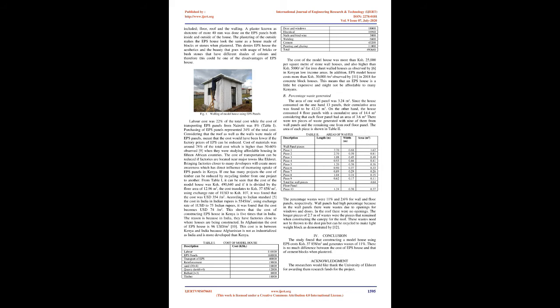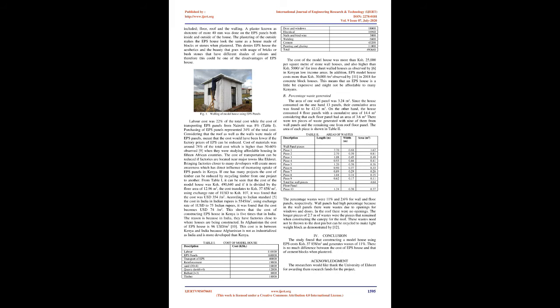Labor cost was 22% of the total cost, while the cost of transporting EPS panels from Nairobi was 8%, Table I. Purchasing of EPS panels represented 34% of the total cost. Considering that the roof as well as the walls were made of EPS panels, the cost would have been lower if the factory prices of EPS were reduced.